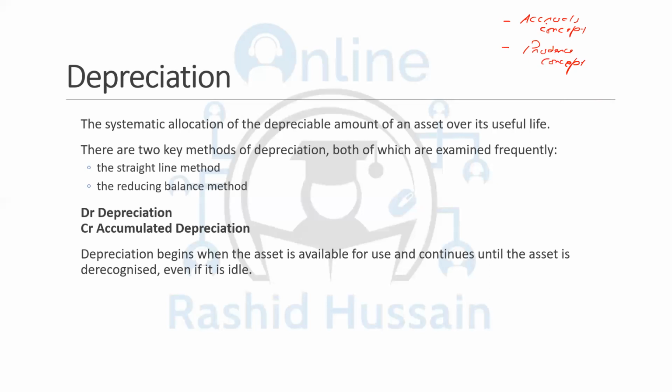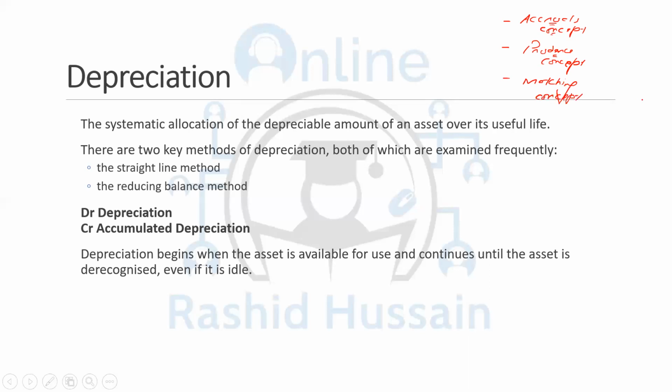So accruals concept says that income and expenses should be recorded in the period to which they relate. Prudence concept says that the asset should not be overstated and liabilities should not be understated. And then there is another concept which is known as the matching concept. Now the matching concept says that income and expenses should be matched together.